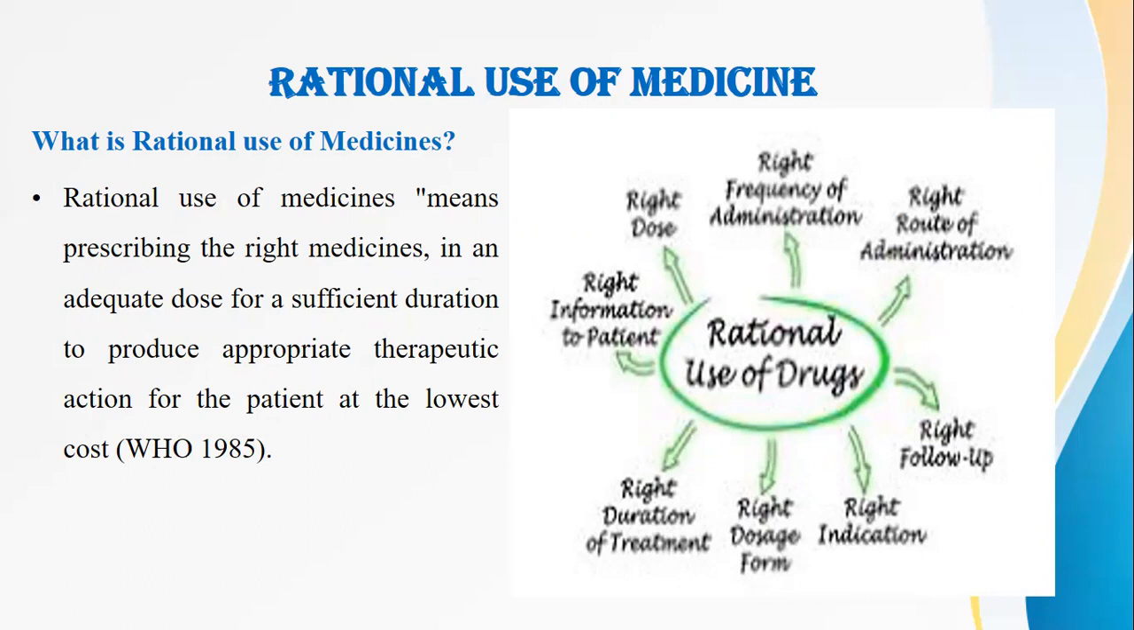Here, the diagram shows the requirements for rational use of drugs, other than the definition. It includes the right dose, right frequency of administration, right route of administration, right follow-up, right indication, right dosage form, right duration of treatment, and right information to the patient.